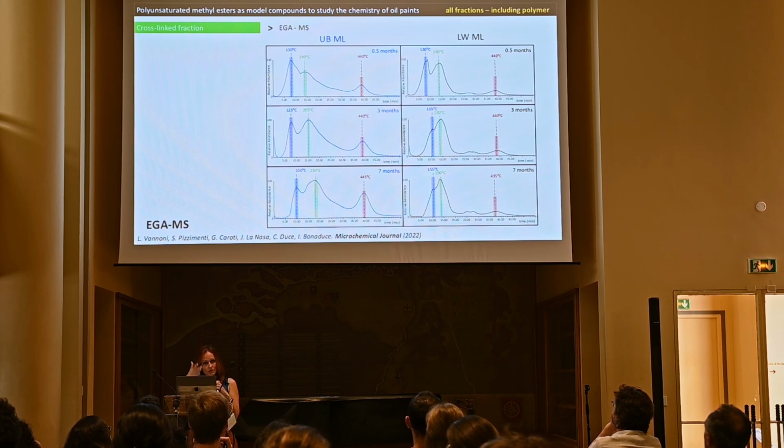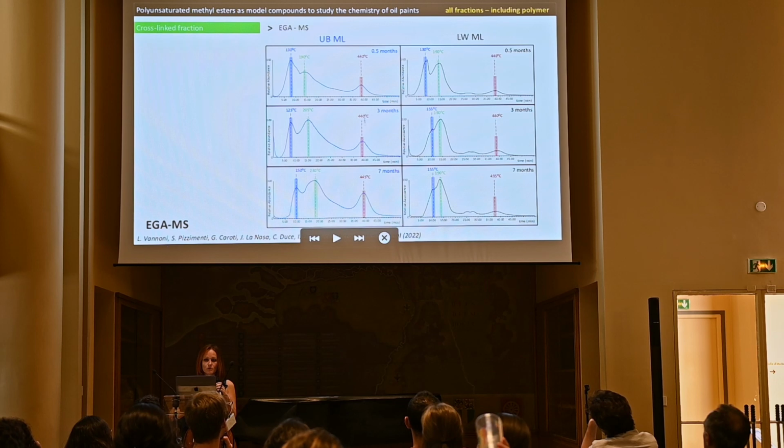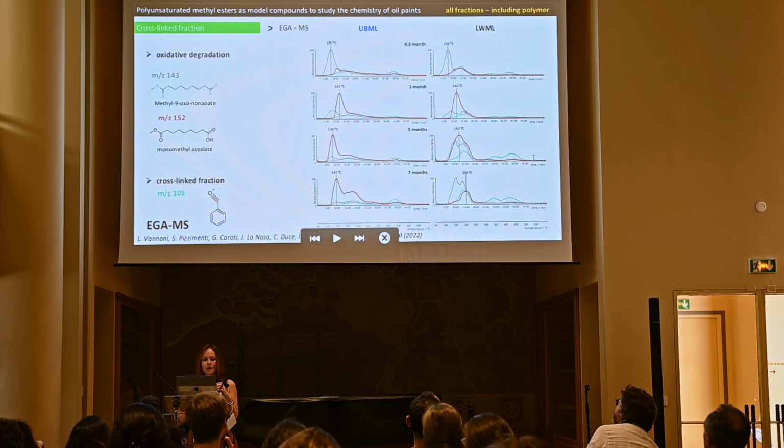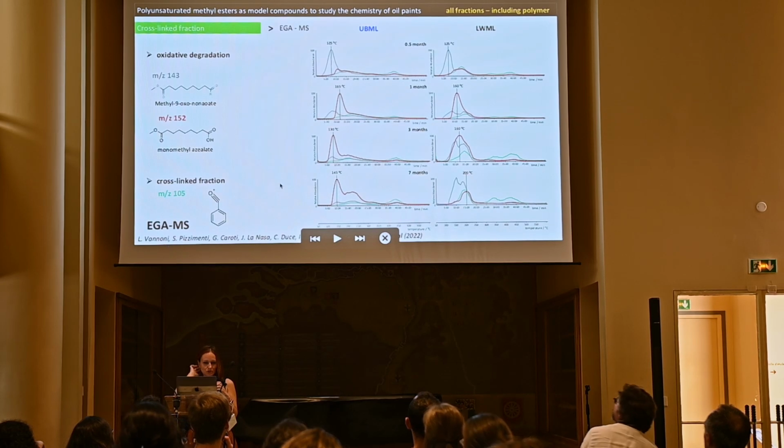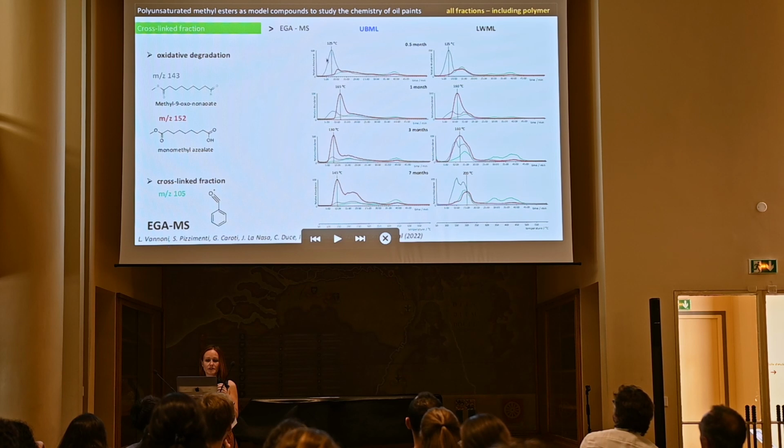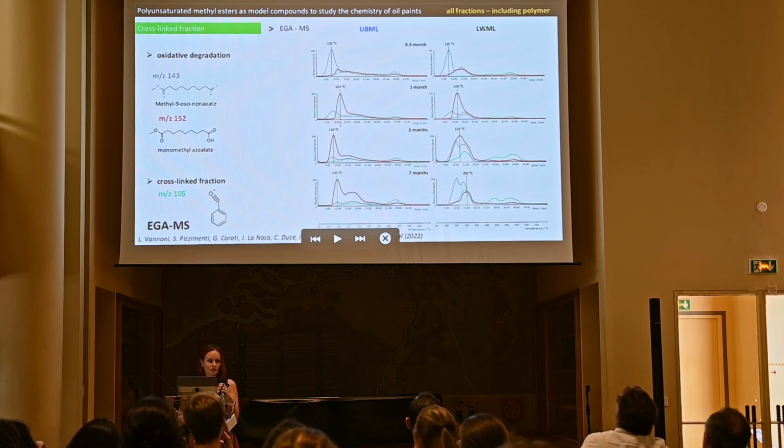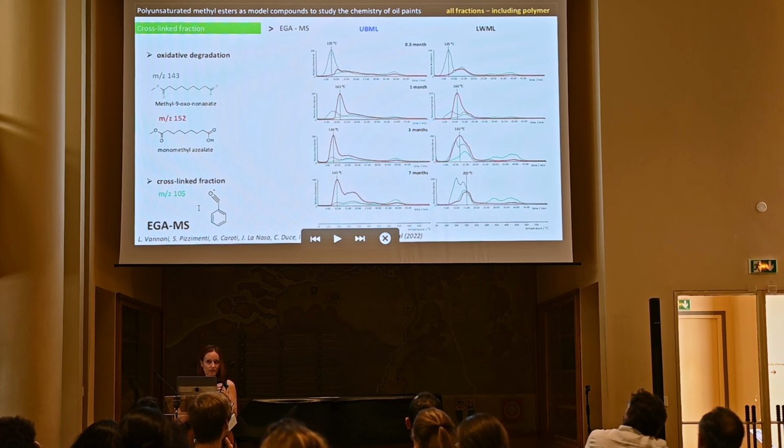We can also monitor what happens with time. This is methyl linoleate with ultramarine blue and with lead white. And because this is mass spectrometry, we can look at the evolution of single ions. And so what you will see in gray and in red are products of oxidative degradation, and in green, the evolution of the polymeric network.